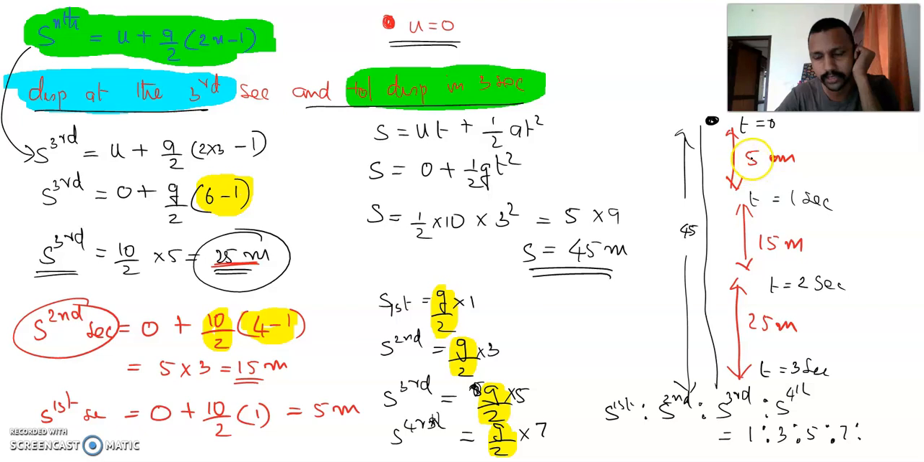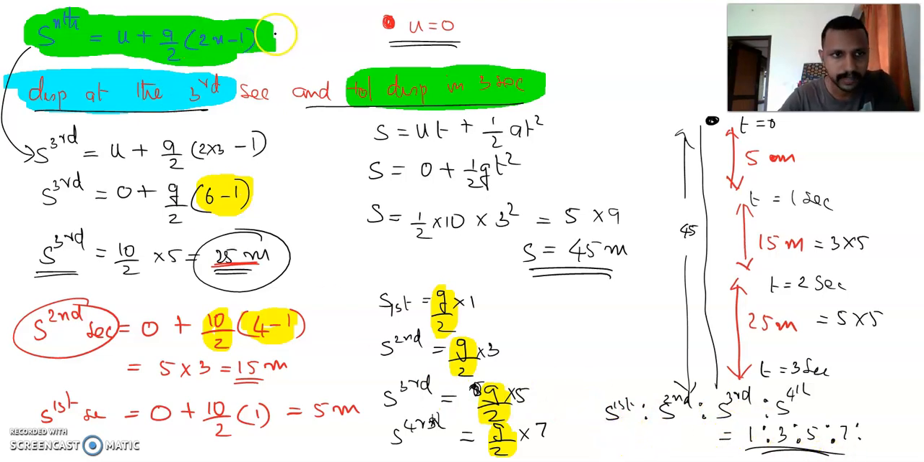Or you could look at this situation also. Displacement at the first second was 5, means displacement at the second was 3 into 5. Displacement at the next second was 5 into 5, like this. Therefore there is a pattern that you can obtain like this also. This is regarding displacement at the nth second. Hope you have understood this displacement at the nth second situation. We are stopping this video over here.